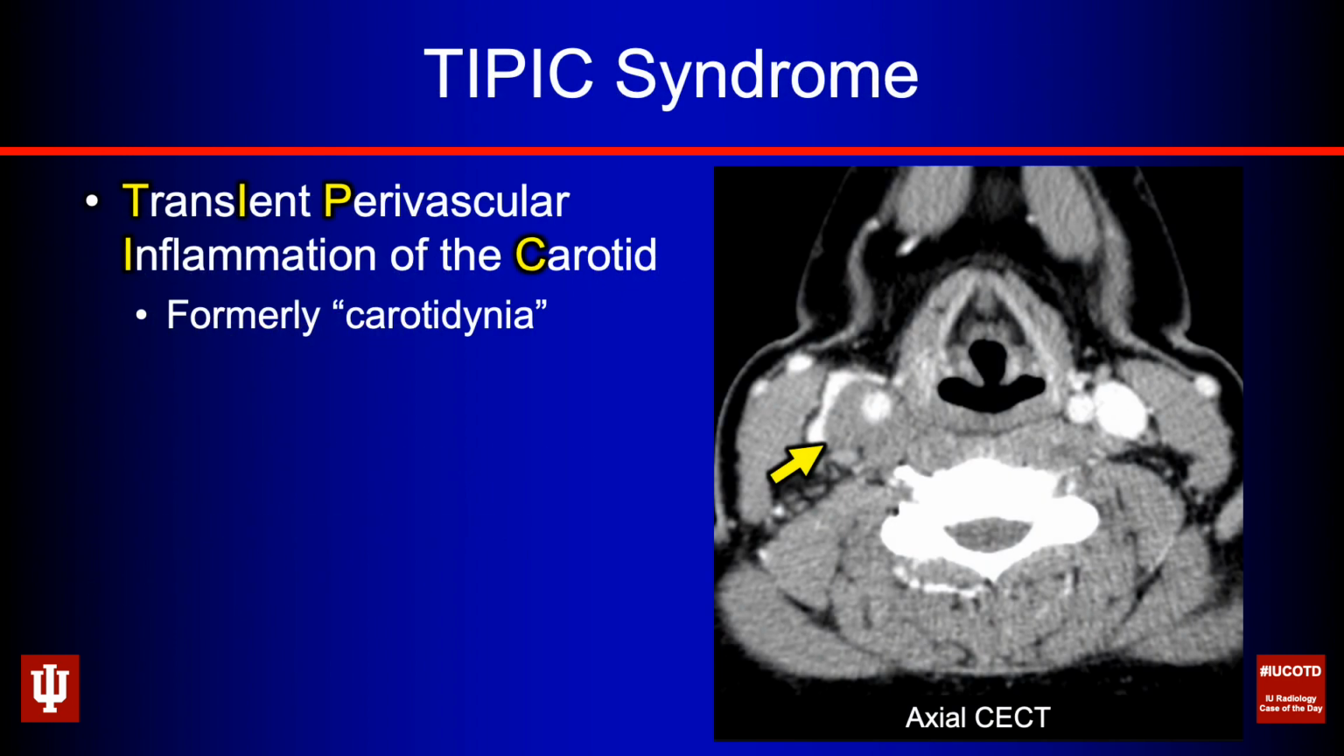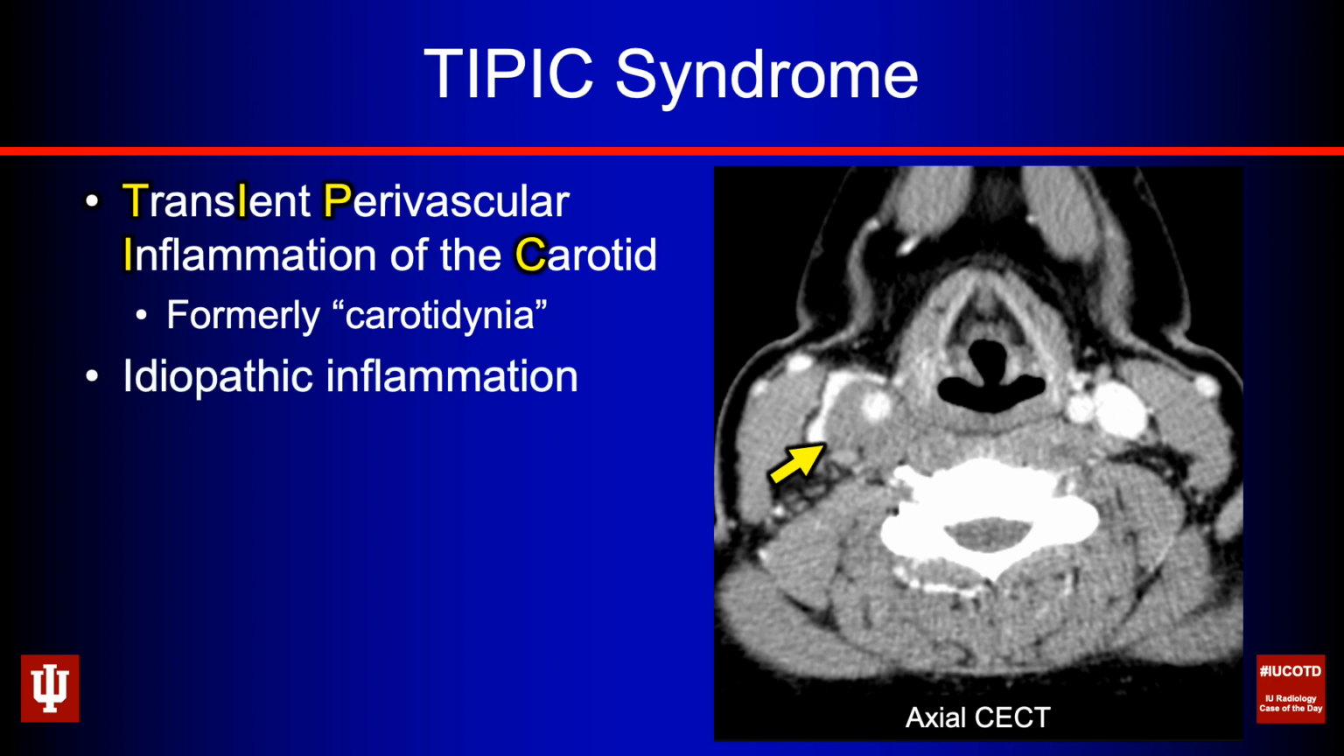So what is TIPIC syndrome? This stands for transient perivascular inflammation of the carotid. This is what used to be called carotidynia. In fact, StatDx for some reason still calls this carotidynia, even though the international headache community for like the last 14 years has said, please stop calling it this. Carotidynia, that's a term we should throw away. So I've been trying to get our residents, our fellows, our faculty to stop using the term carotidynia and instead favoring the terminology TIPIC syndrome, because that's really what's considered to be the standard working definition now.